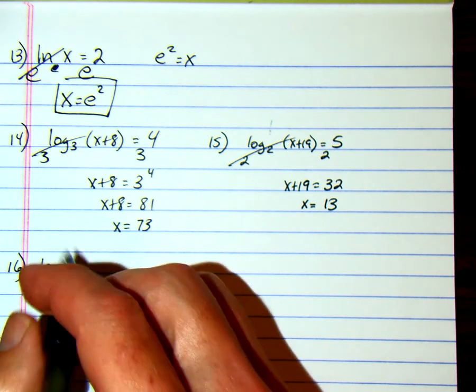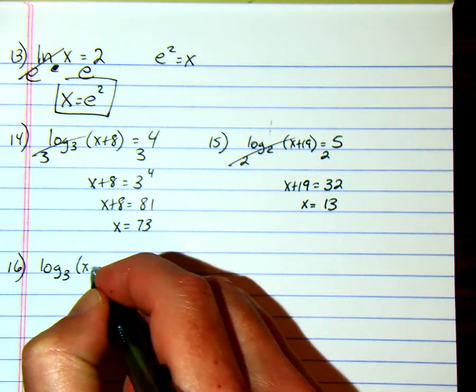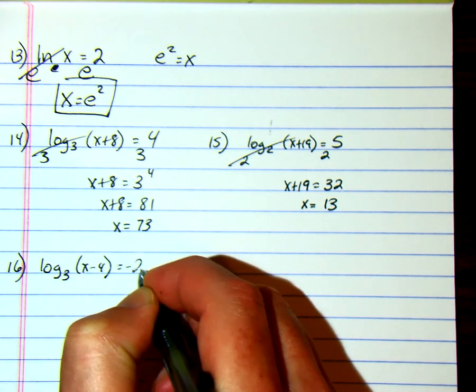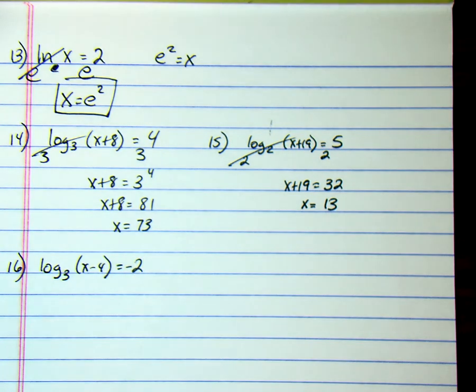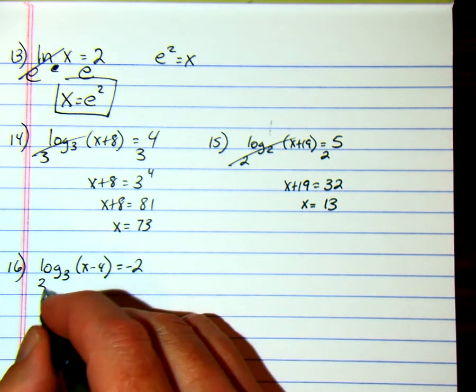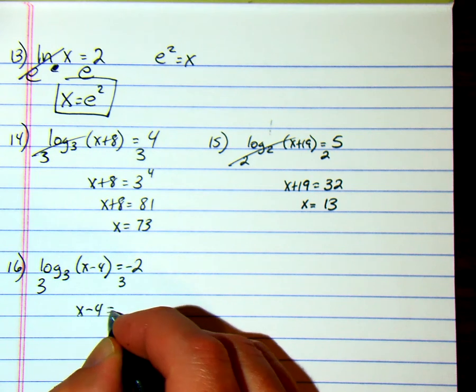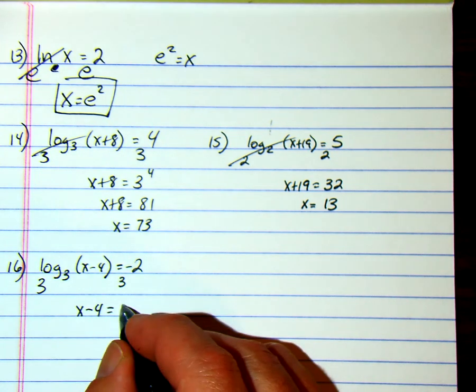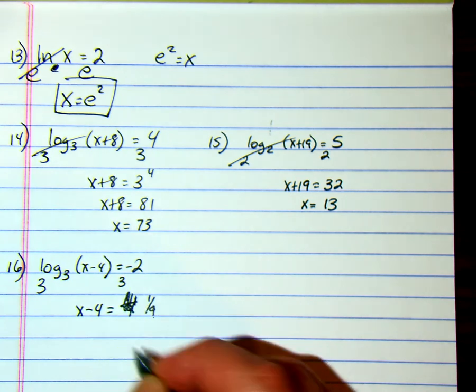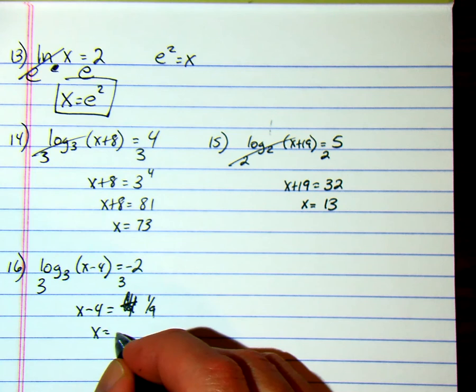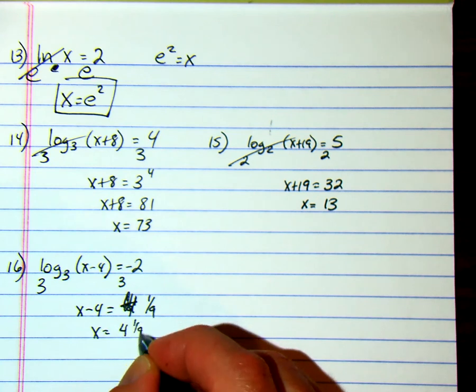This one's a log base 3 of x minus 4 equals negative 2. And again, this one rolls the same exact way. This would just have to work with fractions. Exponentiate each side, so that means that x minus 4 is going to equal whatever 3 to the negative 2nd power is, which is 1/9. So we're going to add that 4 over there to get 4 1/9.